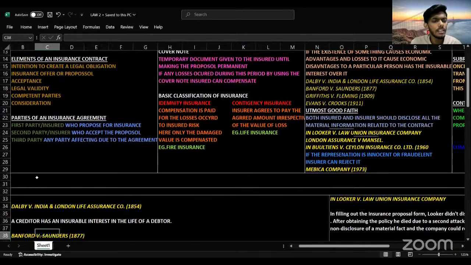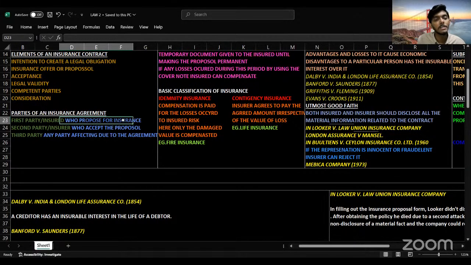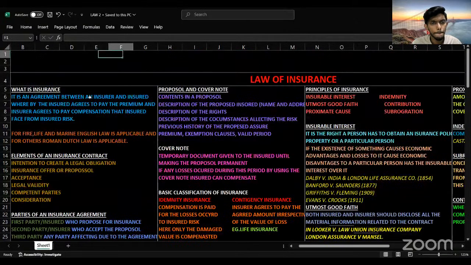So, what are the three parties related to an insurance agreement? Yes, we have the first party. First party means you call it insuree or insured, the person who obtains the insurance coverage, or the person who creates the proposal. Then second party means the insurer, the insurance company that accepts the proposal. Third party means any parties affected through the insurance agreement. Fine.